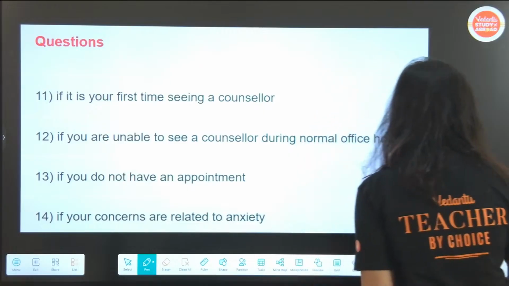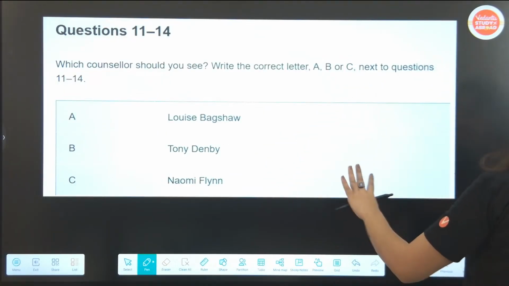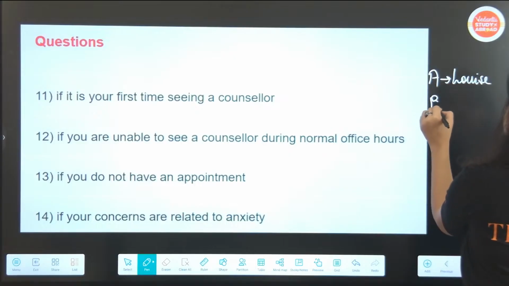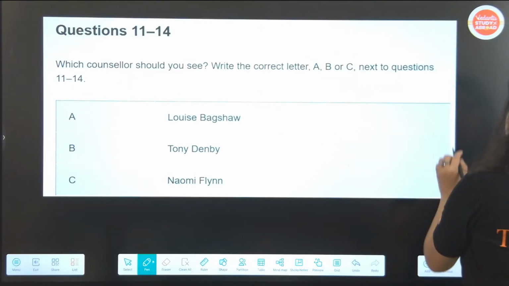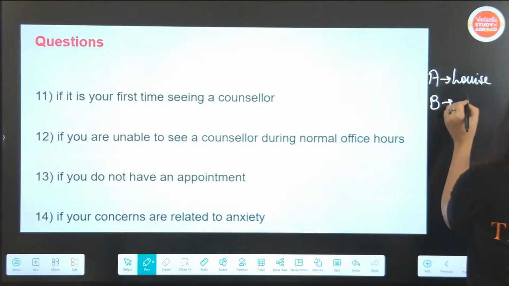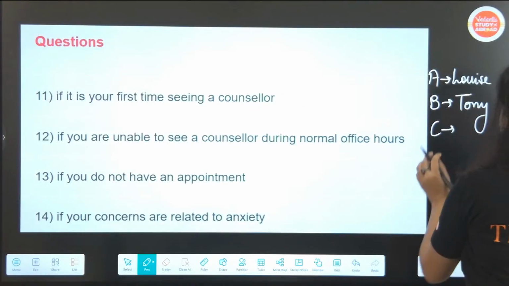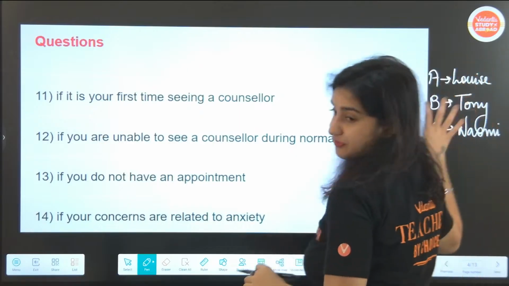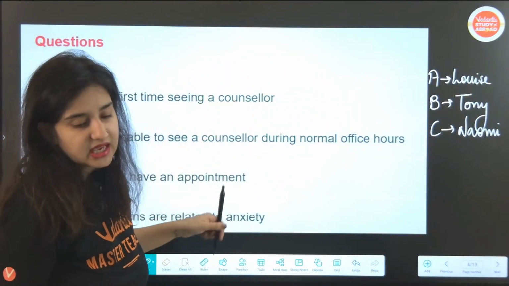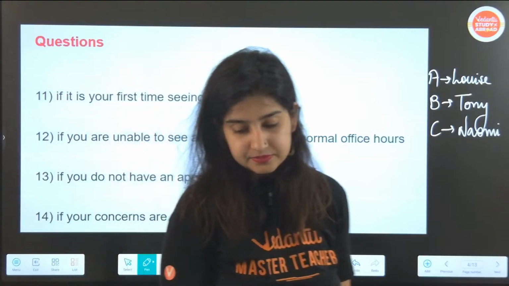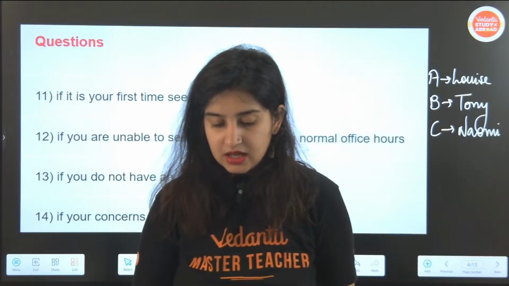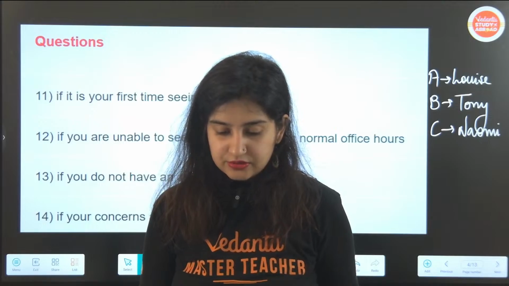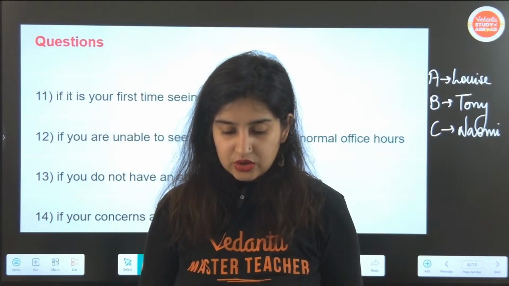For your convenience, I'm going to write down what these are. I'm just going to write down the first name, okay? So A is Louise. B is Tony. Okay. And C is Naomi. So you can refer to this over here and figure out if it's A, B, or C. All right? Hi, everybody. Get ready to solve the test. Shikha, Gaurav, Ash, Sunny, Mitesh. All right?